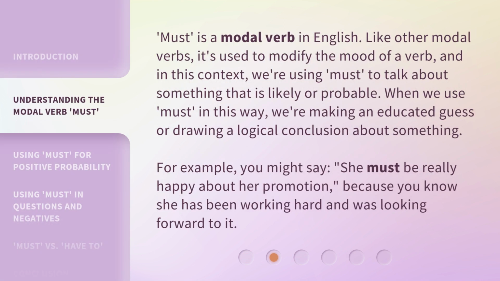Must is a modal verb in English. Like other modal verbs, it's used to modify the mood of a verb, and in this context, we're using must to talk about something that is likely or probable. When we use must in this way, we're making an educated guess or drawing a logical conclusion about something. For example, you might say, "She must be really happy about her promotion, because you know she has been working hard and was looking forward to it."